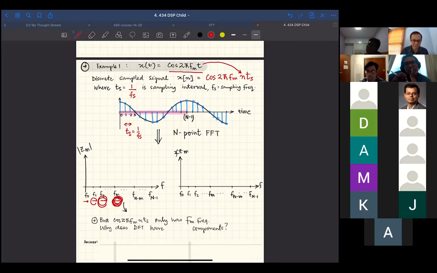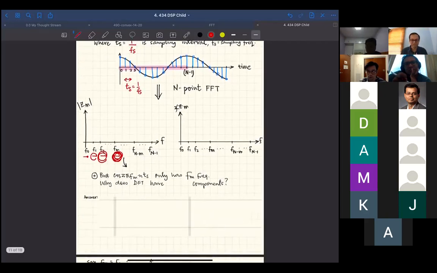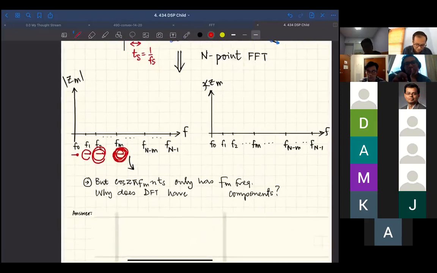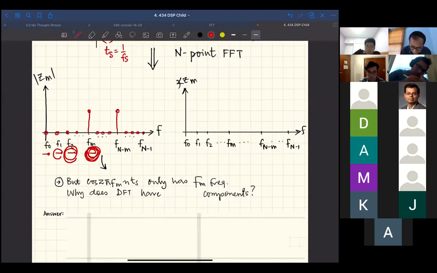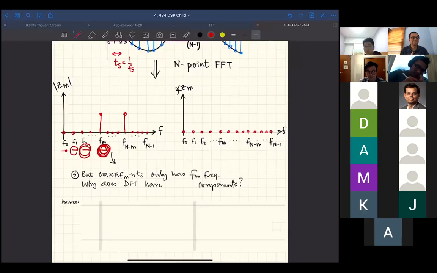Okay, this is where I'm going to give you the answer and then make you think. The answer to this question is the following. It is going to be 0, 0, 0, 0 all the way until Fm, and again 0, 0, 0 all the way until Fn minus m, and 0, 0, 0, 0. And this one, phase, will be 0, 0, 0, 0, 0 all the way. Okay, this is the answer. Okay, we are going to completely unpack this.